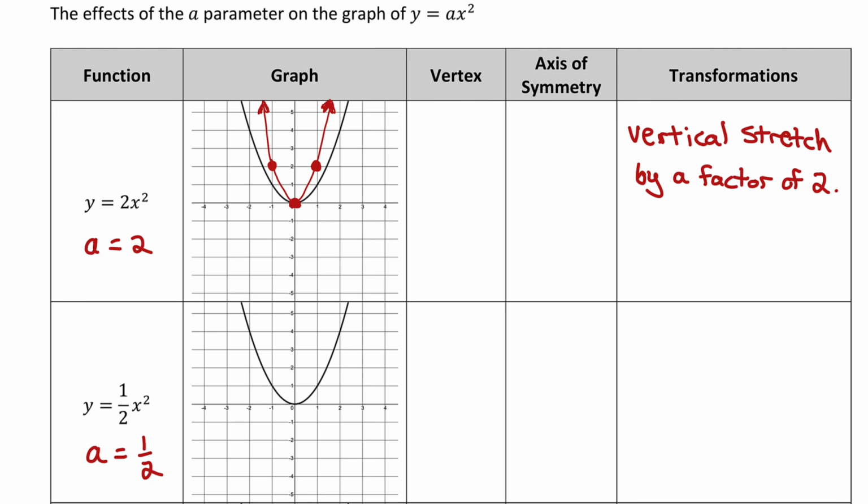Notice anytime there's a vertical stretch, it's going to look like the parabola becomes thinner. Stretching that quadratic, though, does not change the location of its vertex.